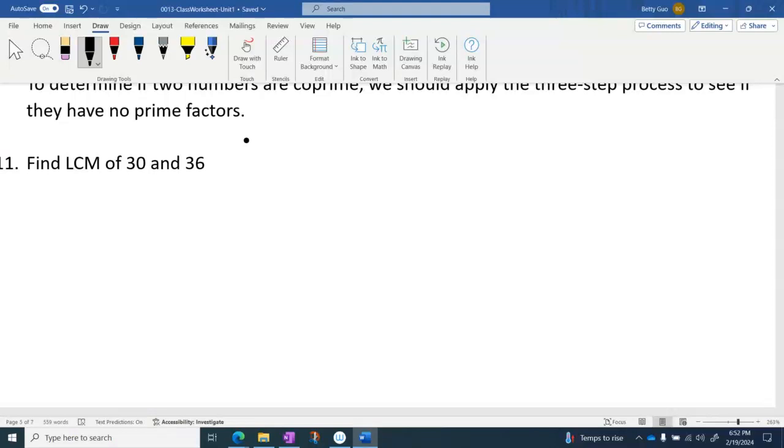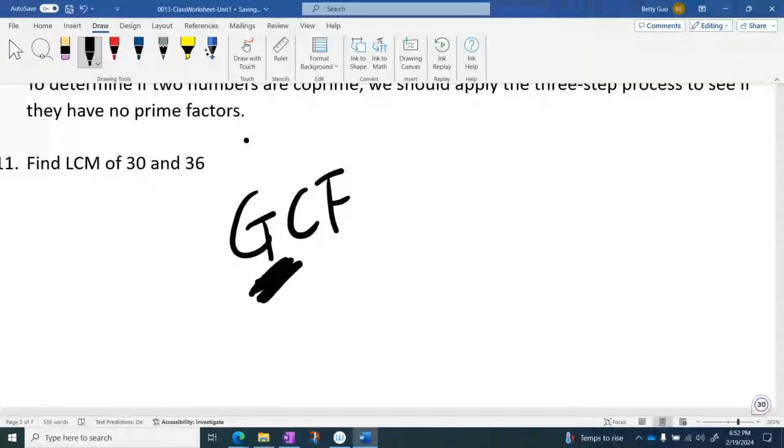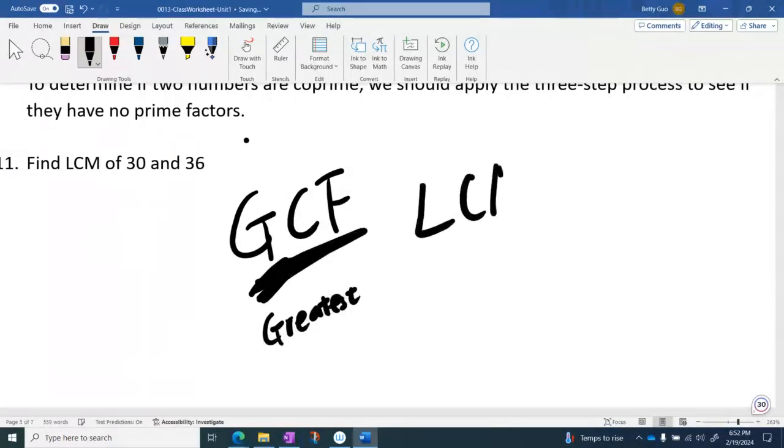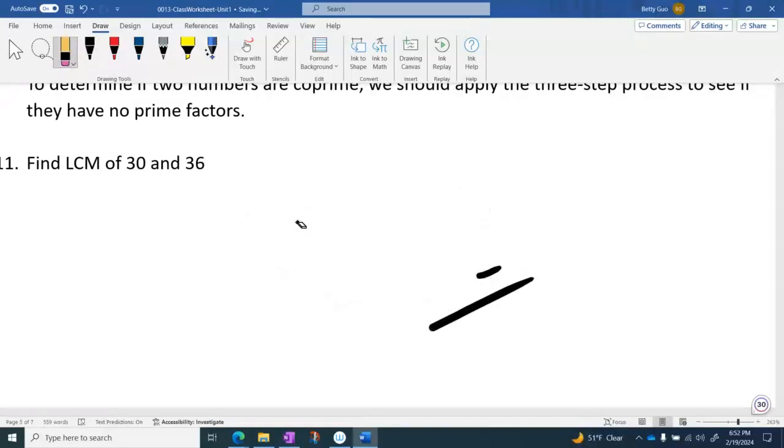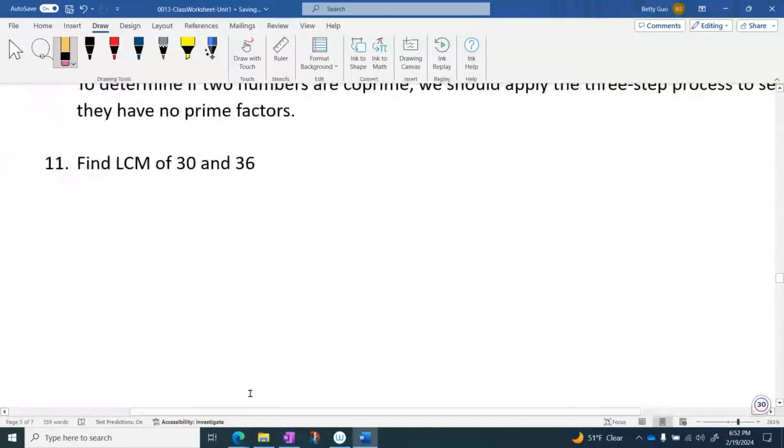It's kind of confusing because GCF has the word greatest in it, but actually the GCF of two numbers is a relatively smaller number, and the LCM of two numbers is a relatively bigger number compared with the two numbers, even though it has the keyword least in it. So make sure it doesn't confuse or mislead you. There is a three-step process to find an LCM for any given two numbers as well. If you apply the three steps, you can always find the LCM correctly.